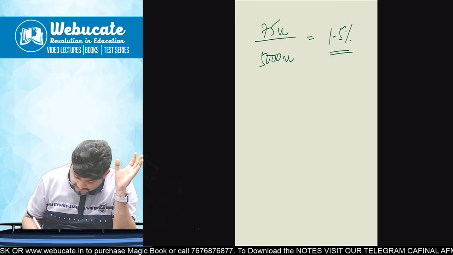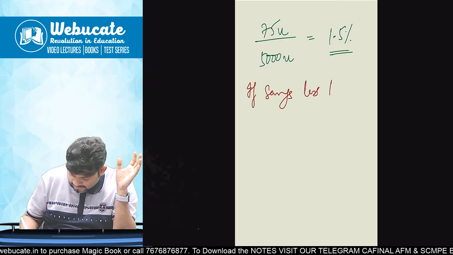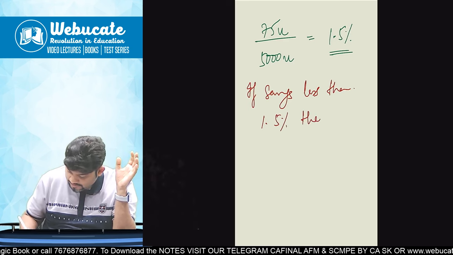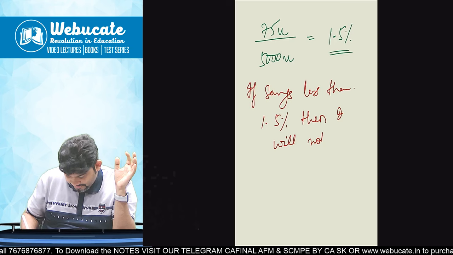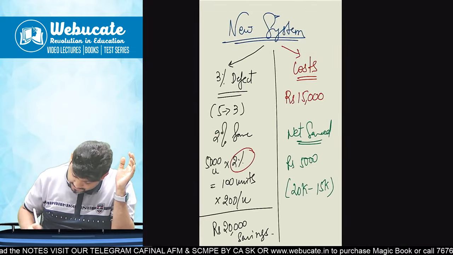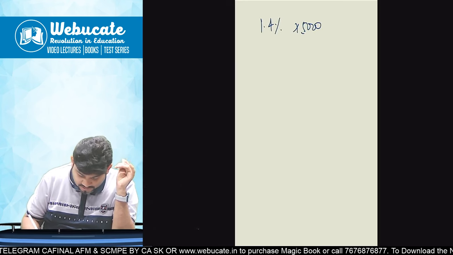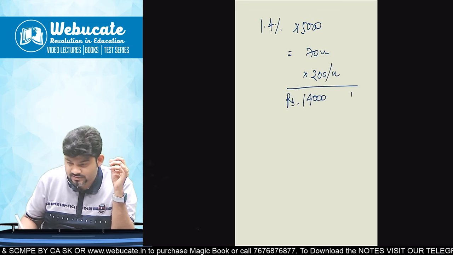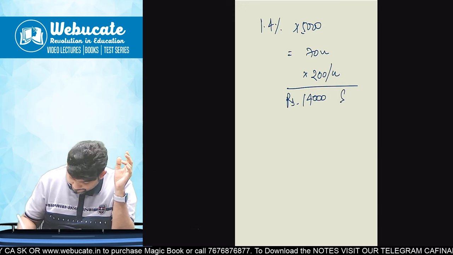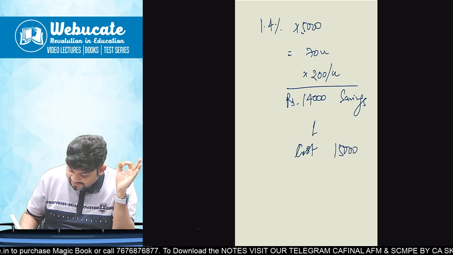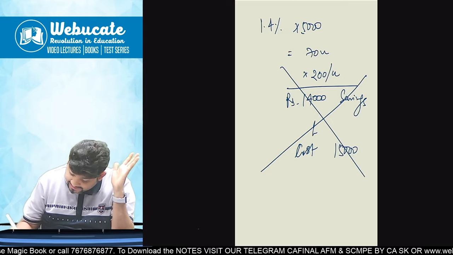So if savings are less than 1.5%, then we will not accept. Are we clear? Suppose the savings is 1.4% of 5,000. That is 70 units into 200 per unit, 14,000 rupees is the saving. How much is the cost? Sir, 15,000. Reject. So at least we need that much. And that's what the answer is.